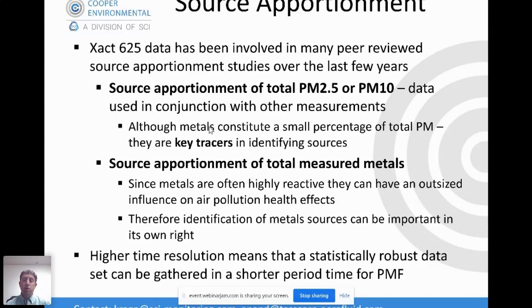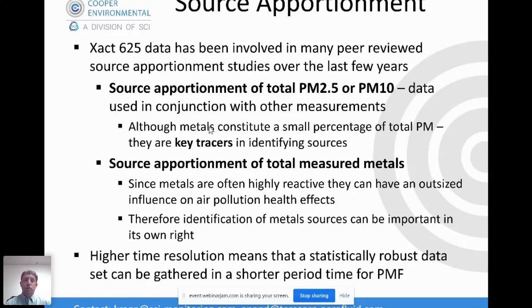And although metals typically constitute a very small percentage of the total PM, they are very often the key tracers that are used in identifying where that PM is coming from. So the metals part of the measurements that you're making when doing a source apportionment study has a very outsized role in terms of apportioning the total mass, because these elements are such key tracers for different sources.